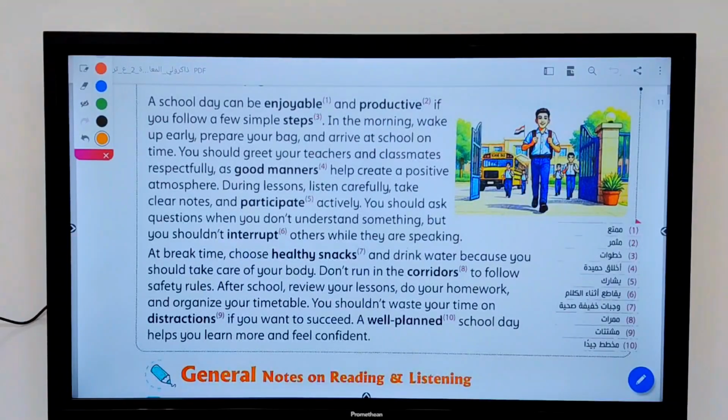At break time, choose healthy snack and drink water because you should take care of your body. Don't run in the corridors to follow safety rules. After school, review your lessons, do your homework, and organize your timetable. You shouldn't waste your time on distractions if you want to succeed. Well-planned school day helps you learn more and feel confident.